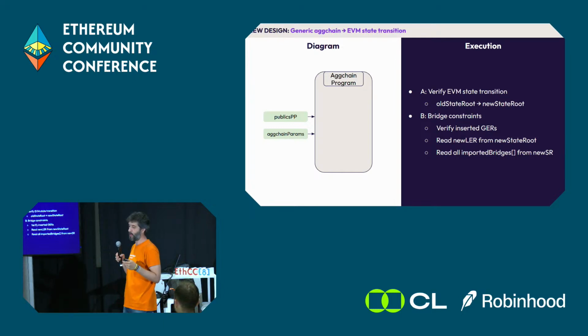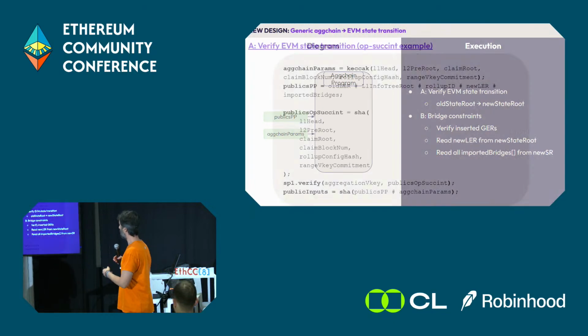The bridge constraints are very important because the bridge constraints assure that all the bridges and imported bridges that happen on your chain match the ones that the chain is providing to the pessimistic proof. They need to match. Okay, so the actions that happen in your chain match the actions that you provide to the pessimistic proof.